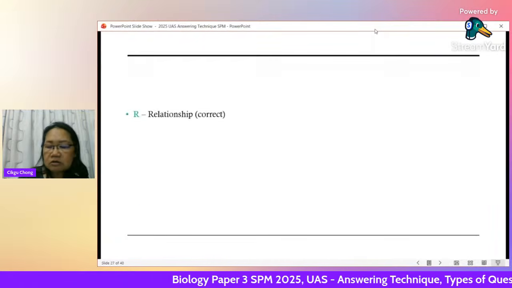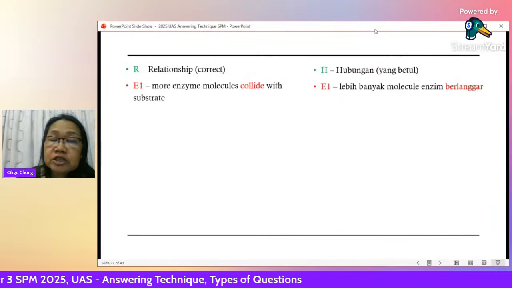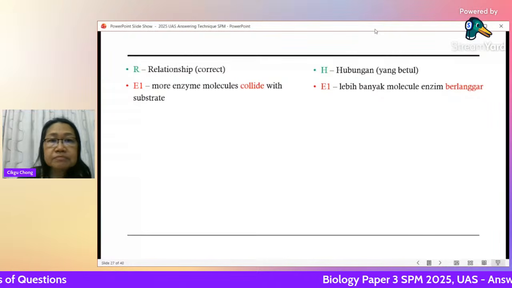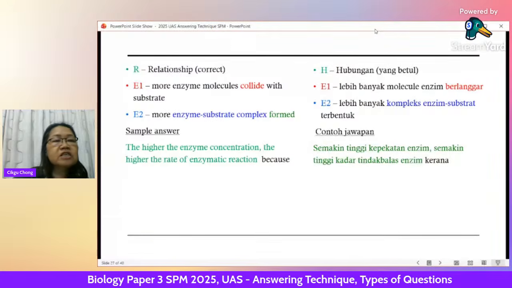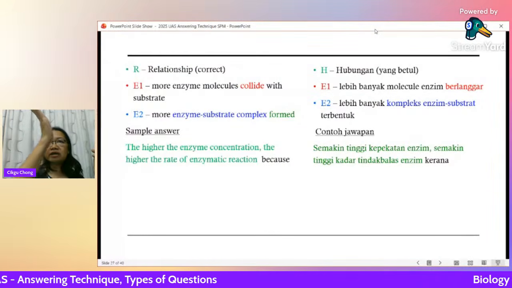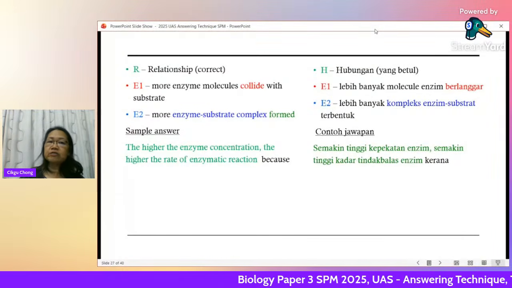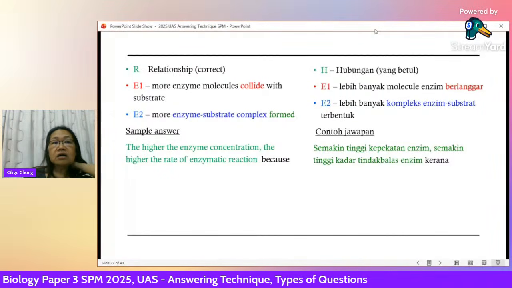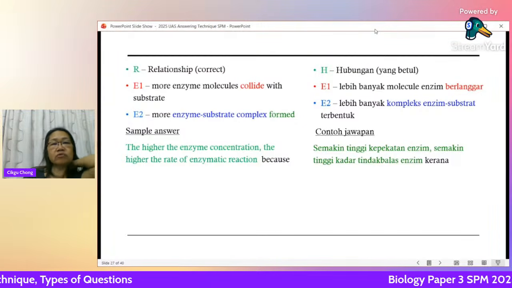Okay, next. So, relationship. Example. Now, when you increase the concentration of enzyme, why is the reaction higher? Sample answer: the higher the enzyme concentration, the higher the rate of reaction. This is your relationship. I can get it from the graph. You see the line going higher and higher. That means the higher the enzyme concentration, the higher the rate of enzymatic reaction. 1 mark. Then explain why. Because when you increase the concentration, there are more enzyme molecules to collide with the substrate.